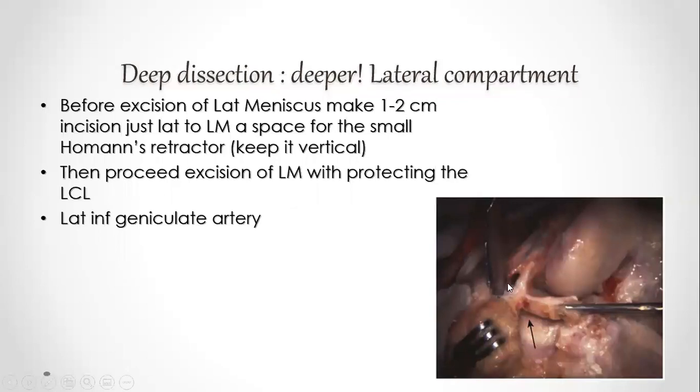This is the incision. As you can see, the LCL is now protected, and what the assistant is holding here is the fat pad with the patellar tendon. This is the femur, this is the tibia. You can see here the lumen of the lateral inferior geniculate artery. Before this, you can coagulate and then proceed with excision of the lateral meniscus.